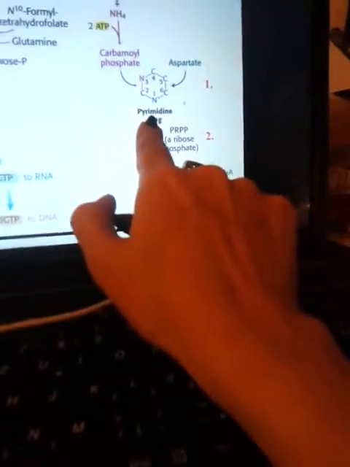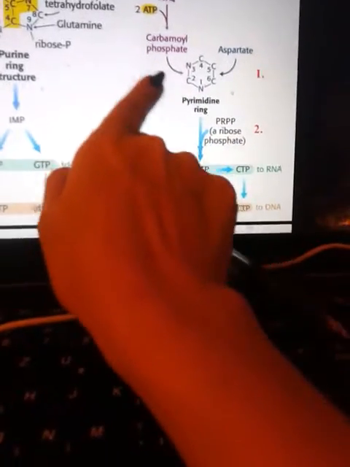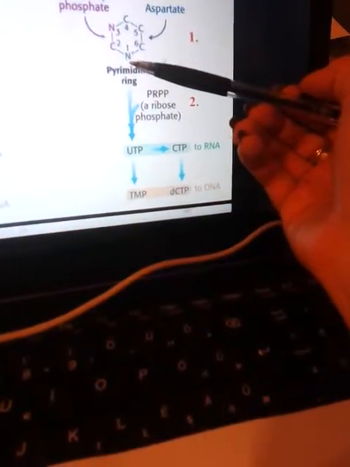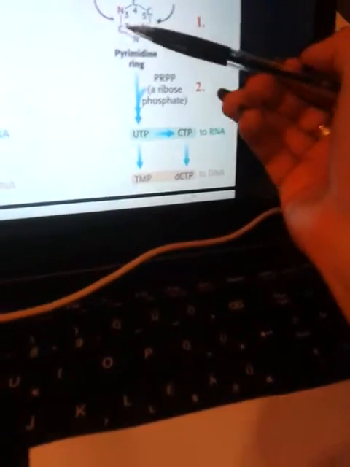Now, the pyrimidine ring, 6-member ring with 2 nitrogen, came from carbamoyl phosphate and aspartate. What is the aspartate? Aspartate is an amino acid. If you draw it carboxyl, carbon, amine is glycine. With 1 carbon is alanine. With 1 carboxylic acid is aspartic acid. How many carbon it has? 4 with 1 nitrogen. See? 1, 2, 3 with 1 nitrogen came from aspartate. 1 carbon, 1 nitrogen came from carbamoyl phosphate.